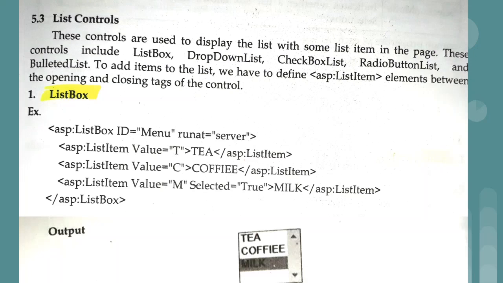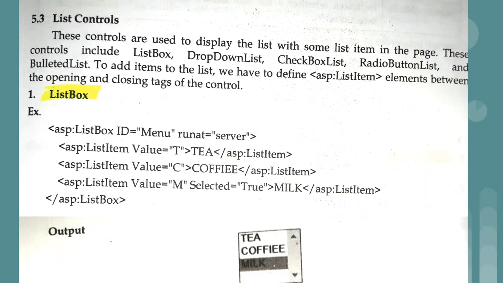Basically these controls have tags, that is ASP colon list box, ASP colon drop down list, like that. Whenever we want to add items inside any type of list, any of these 5 lists, there is one more element, that is ASP colon list item, which we use. Within the list item element's opening and closing brackets we write the text, or add the elements which we want to display as part of the list. We have used the same list item element in checkbox list and radio button list also, so the same we are going to use in list box, drop down list and bulleted list.